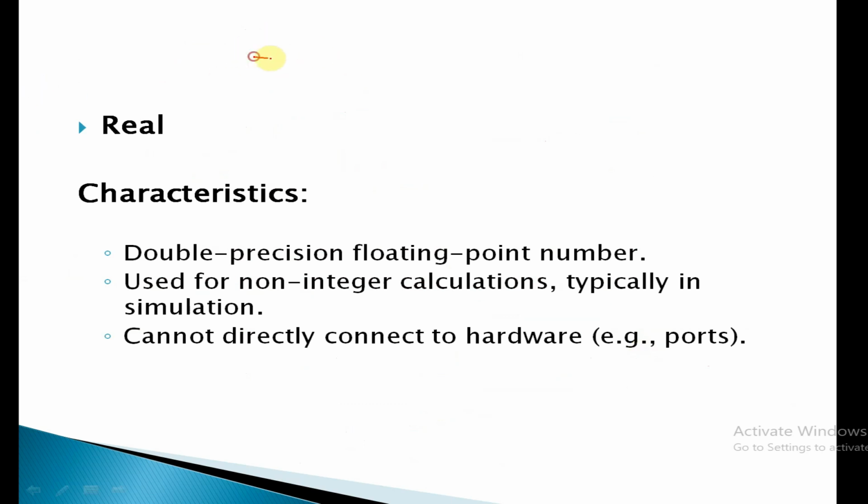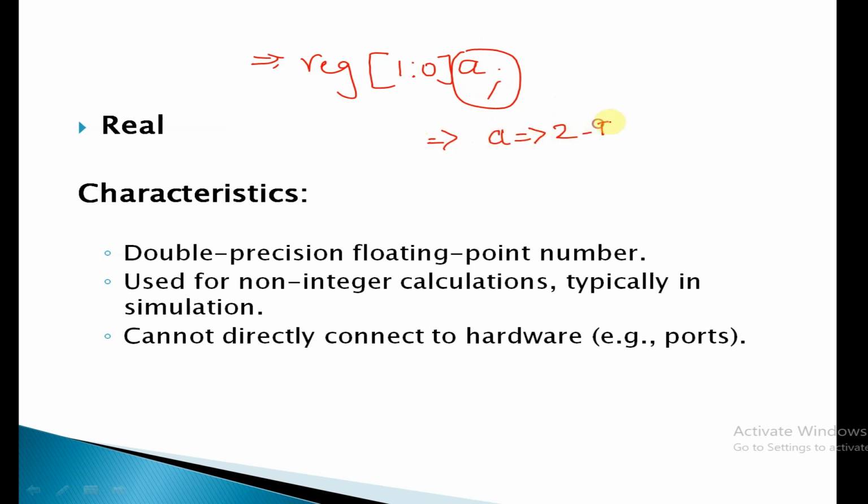Let's say we have reg [1:0] A. What is the size of A? How many bits can this particular variable store? 2 bits. Okay, it can store two bits. I hope now it is clear, right?